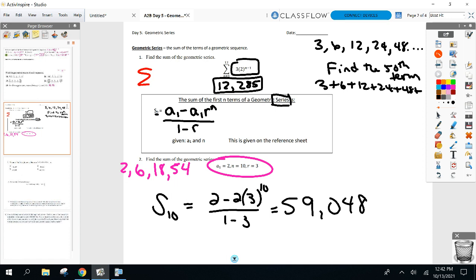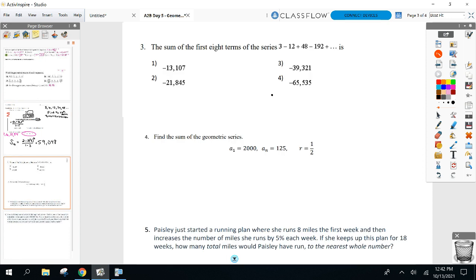Questions? All right. Find the sum of the first 8 terms of this sequence. Desperation mode, right? Find the pattern and just write out all 8 and plug them in your calculator. We're not about that life, though.